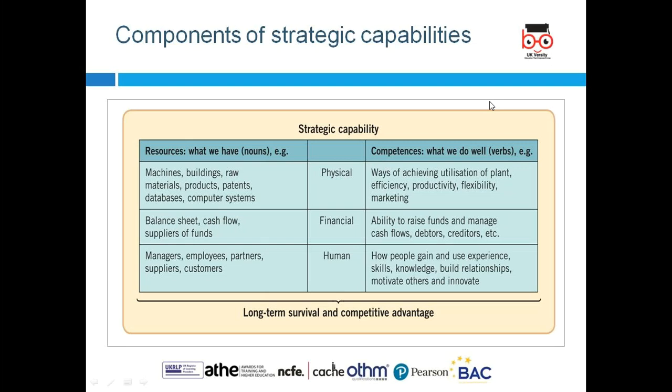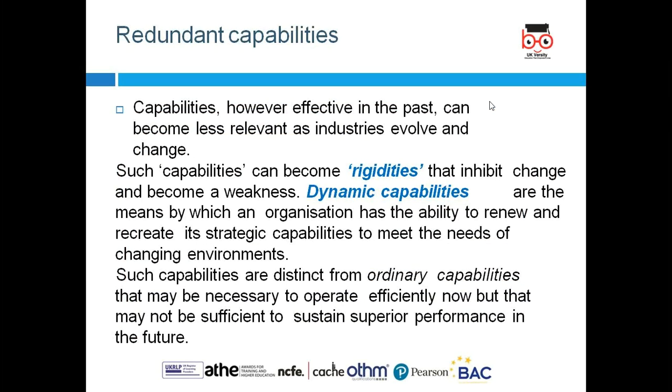We have resources: physical, financial, and human. These are ways of achieving utilization of plant, how well we utilize it, the ability to raise funds, and how effectively we manage cash and other things. It is also how people gain experience, knowledge, skills, and build relations. So this model is very important, and ultimately it leads to developing long-term competitive advantage for the organization.